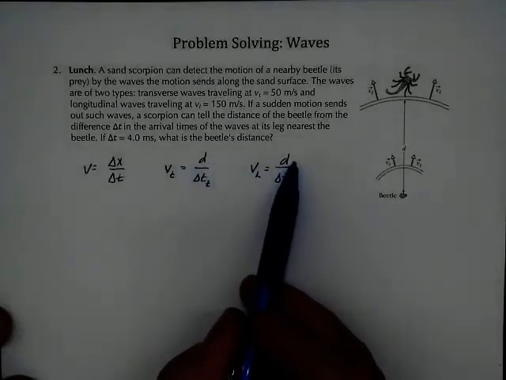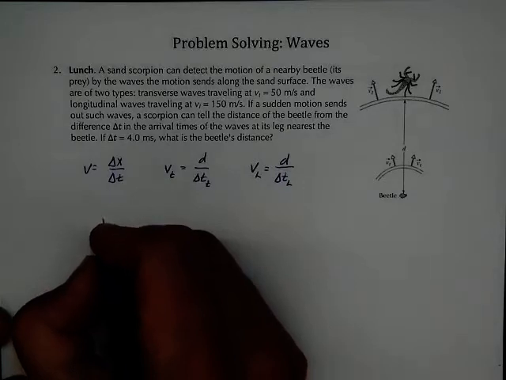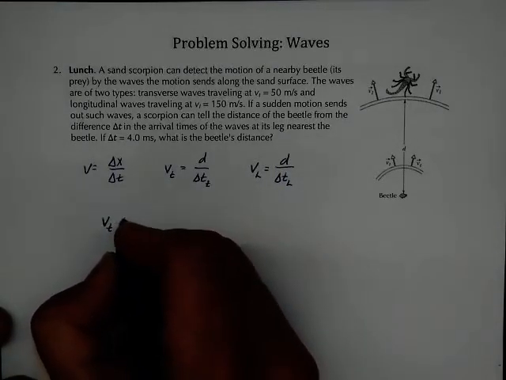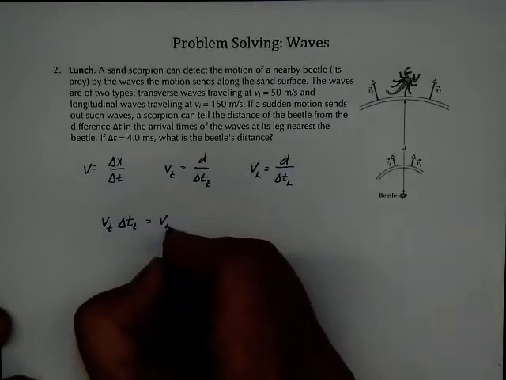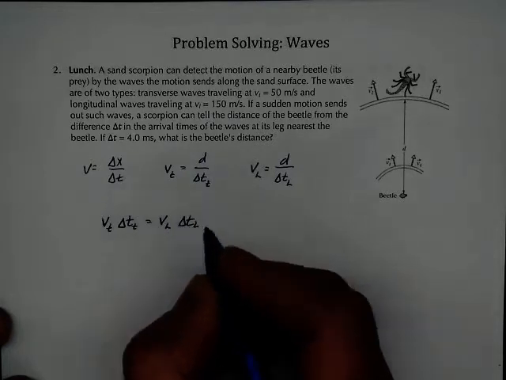But in both of those expressions, d is the same, which means I can set everything else equal to itself. So I can say the speed of the transverse wave times the time interval of the transverse wave equals the speed of the longitudinal wave times the time interval of the longitudinal wave.